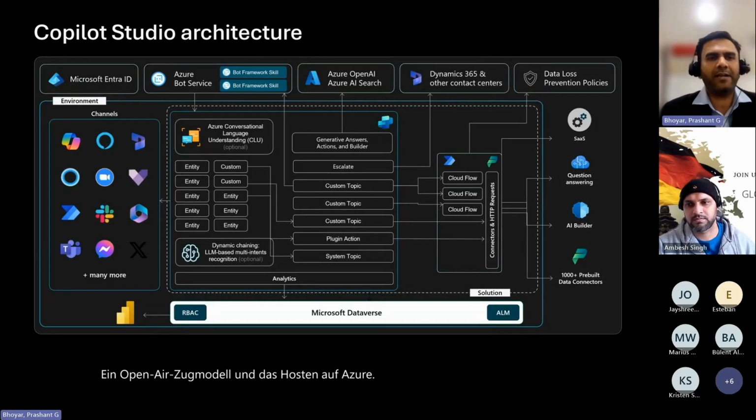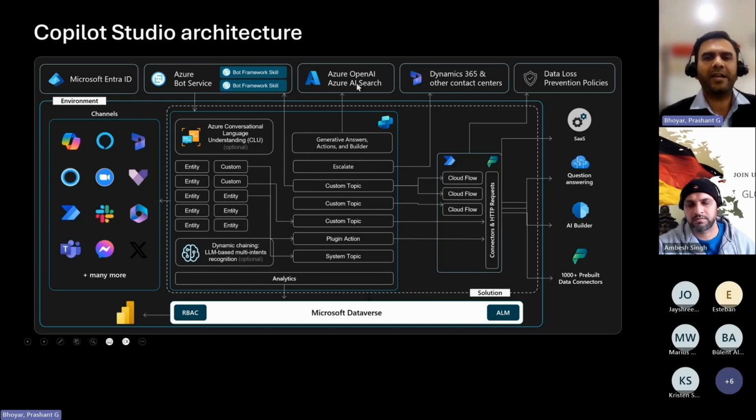This is the high-level architecture of Copilot Studio, where for permissions you will be using Microsoft Entra ID. It is hosted using Azure Bot Service. And for the generative AI features, it behind the scenes uses Azure OpenAI Service and Azure AI Search. It has good integration with Dynamics 365 and other contact centers. And Power Automate is a gateway to the outside world from Copilot Studio. Since Power Automate has more than 1,000 pre-built connectors, you can use those, or you can also build your own custom connectors as well.